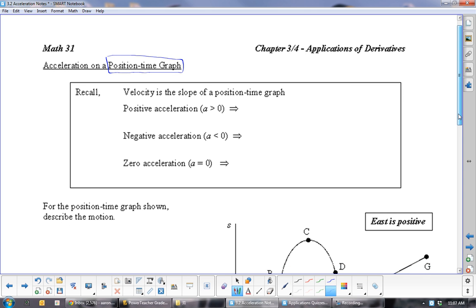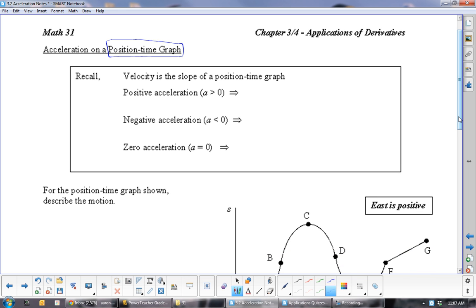So on a position time graph, how do you know if there's positive acceleration? Now, by looking at a graph, not by doing a second derivative, but by looking at a graph, the slopes, aka velocities, are increasing. Now, how does that look? Like, how does it look when slopes are increasing? Relative to what, right?